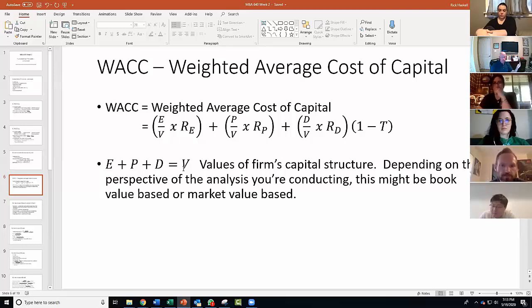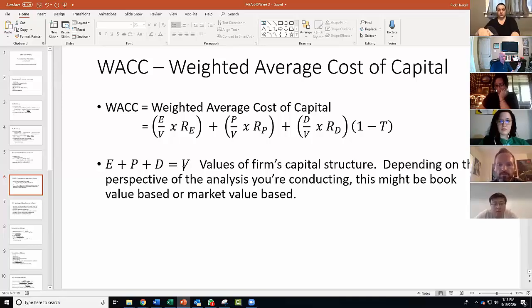plus its preferred stock, which is represented by the variable P, plus its debt, which is represented by the variable D. So E plus P plus D gives us the value, or variable V, of the company's capital structure.